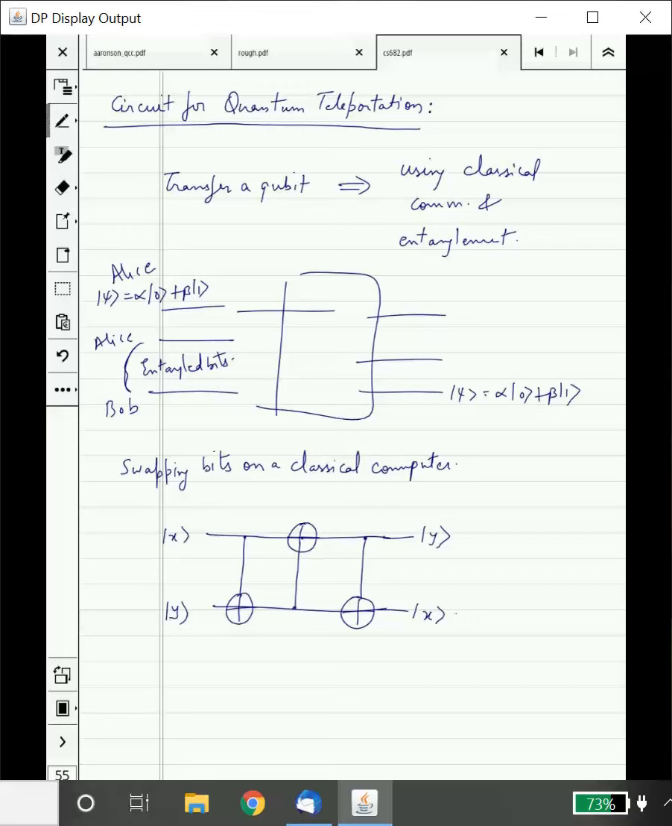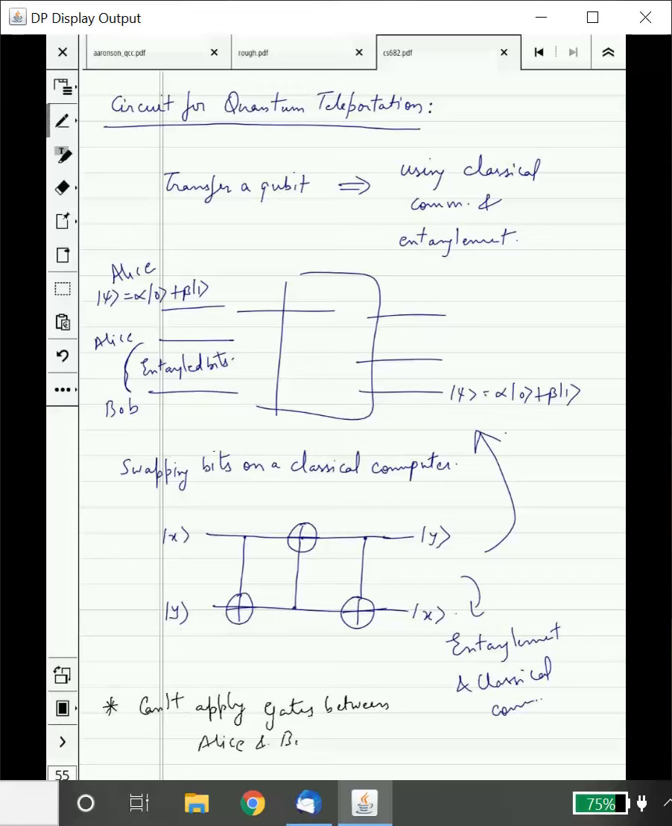Given this circuit, the question is how to do quantum teleportation. We want to simulate this using entanglement and classical communication. We want to convert this into this. The important thing is we can't apply gates, common gates between Alice and Bob's parts. In other words, there is no way to apply C naughts between Alice and Bob's part.